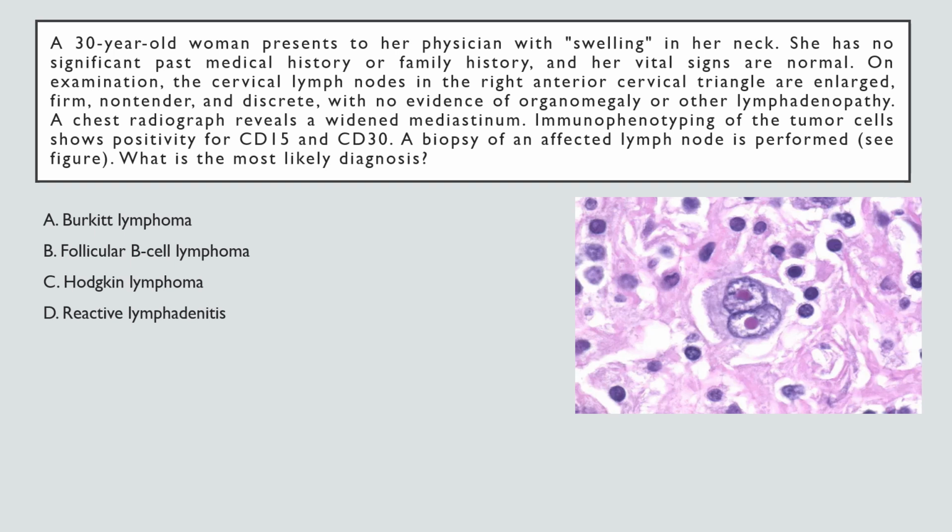A chest radiograph reveals a widened mediastinum, and immunotyping of the tumor cells shows positivity for CD15 and CD30. A biopsy of an affected lymph node is performed. What is the most likely diagnosis? A. Burkitt lymphoma. B. Follicular B-cell lymphoma. C. Hodgkin lymphoma. D. Reactive lymphadenitis.